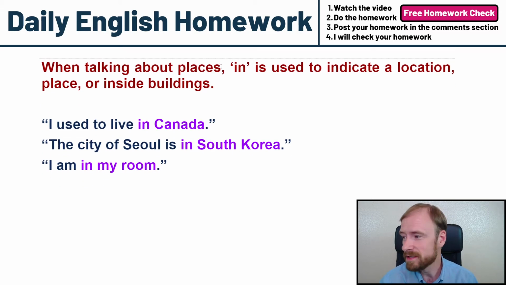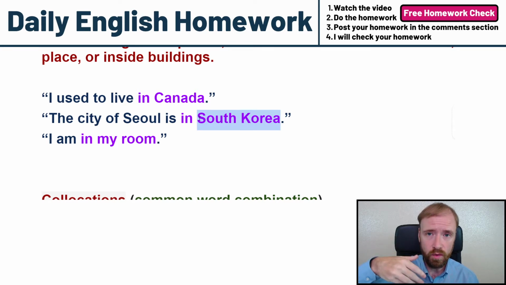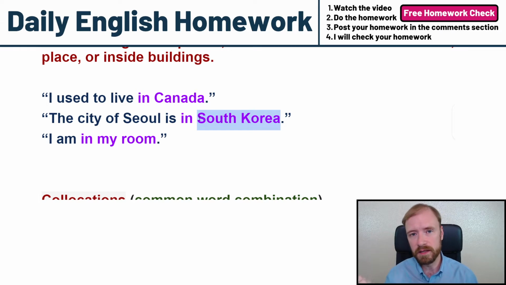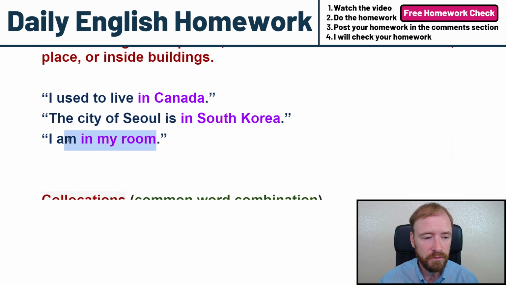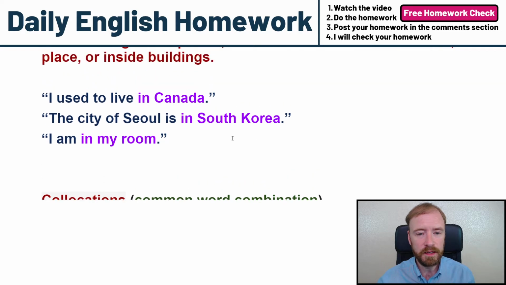When talking about places, in is used to indicate a location, place, or inside buildings. So I used to live in Canada. So before a country, we're going to put in. I live in Canada. The city of Seoul is in South Korea, another country. Instead of country, you could say a city, because I live in South Korea, and I could say I live in Seoul. Something like that. I live in London, the location. And very basic, I am in my room. So in my house, in my room, for a location.